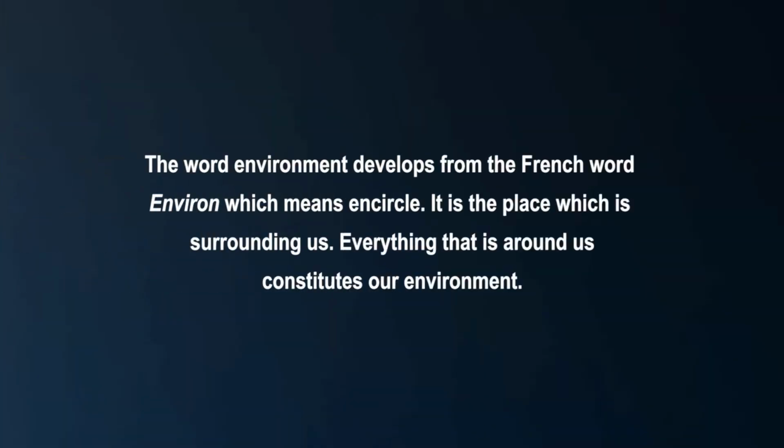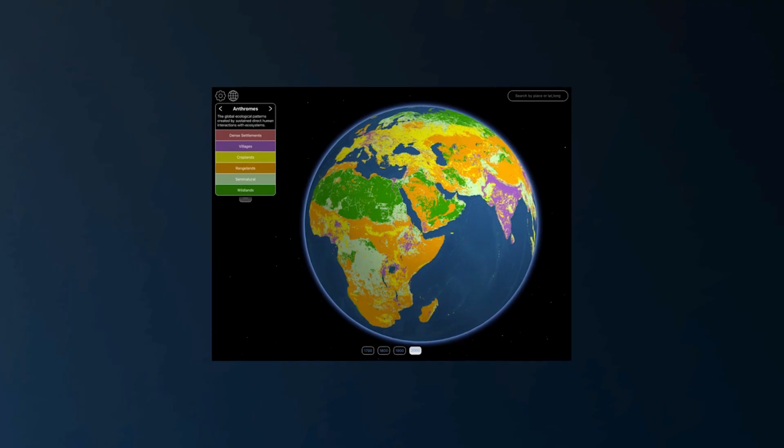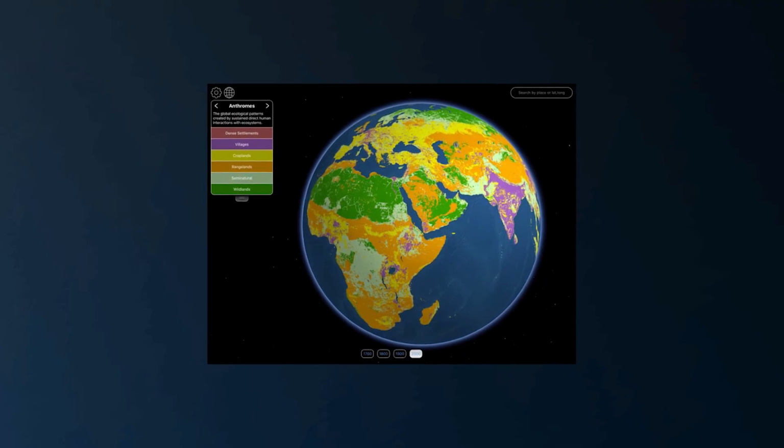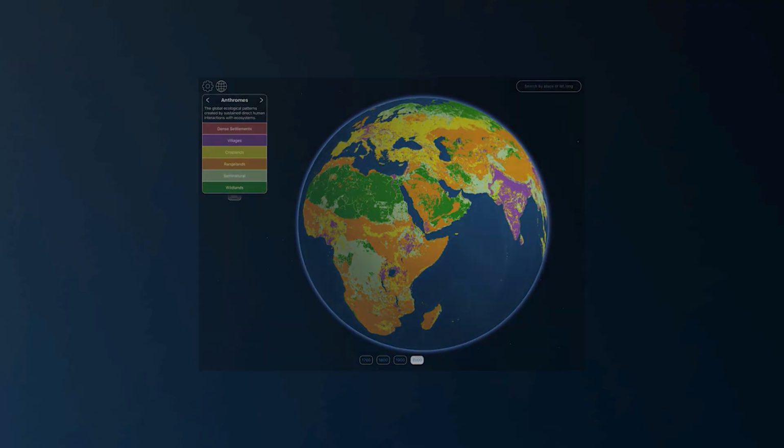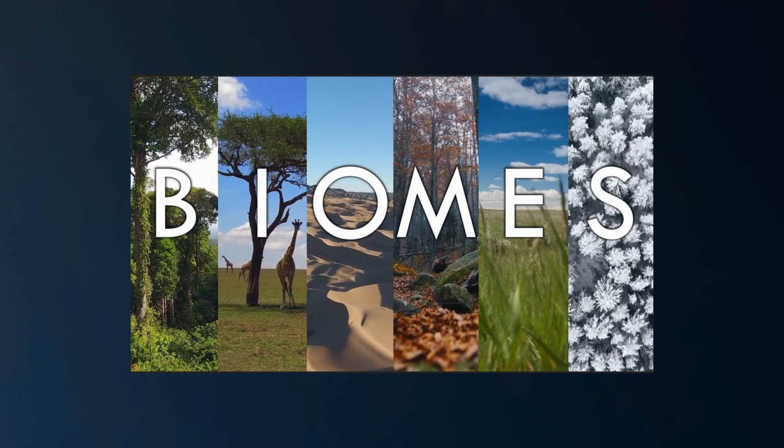As you all know, the word environment develops from the French word environ, which means encircle. So it is the place which is surrounding us. In simple words, we can say everything that is around us constitutes our environment. Our immediate surrounding is the microenvironment, but the entire arena, that is the earth, will be the macroenvironment or the biome. But normally, we human beings only consider the place where we live.